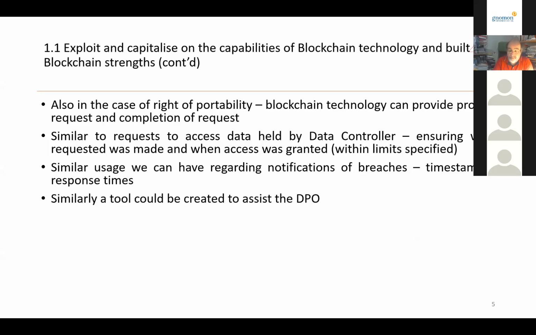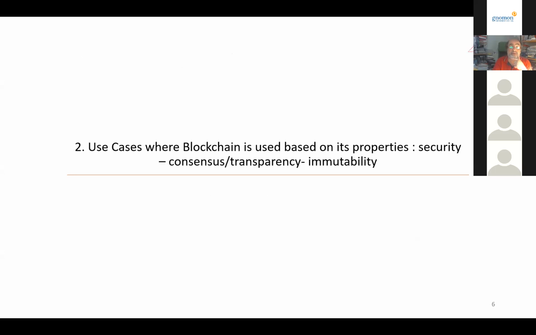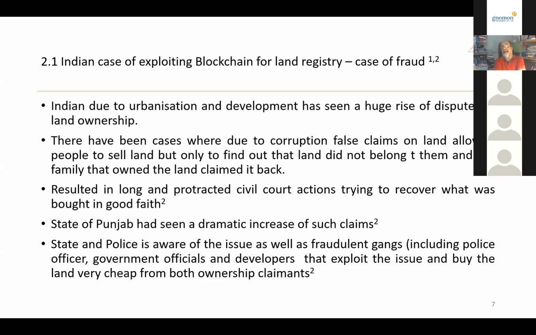Okay, so now without much delay, I will pass on to use cases where real estate and properties, and in particular land registries, are the cases where we have seen applications being developed, first of all, for different reasons.